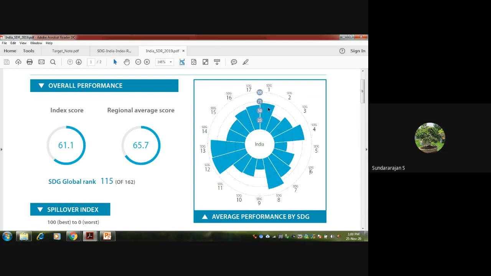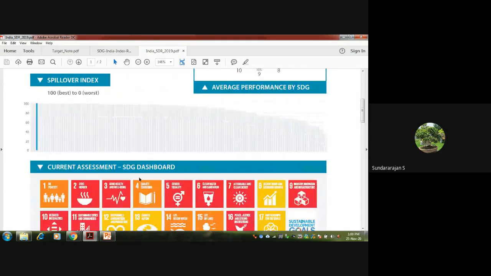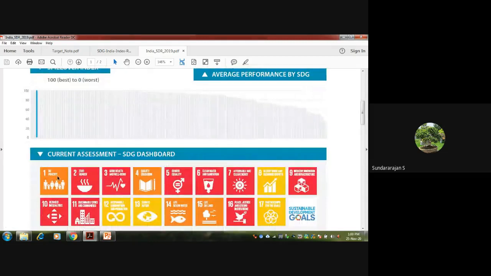One is poverty. Second is zero hunger. Then good health, and so on, 17 in all. Let me come to the other points due to time constraints. Goal 13 is climate action. Goal 14 is life below water. And you see, 15 is life on land.